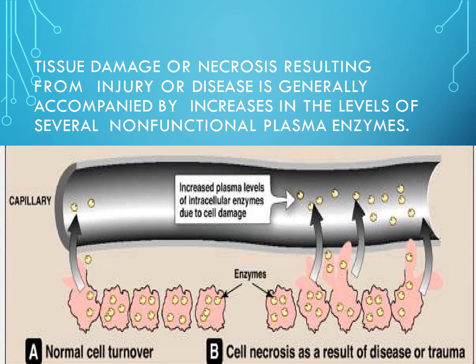In general, any tissue damage or necrosis resulting from injury or disease is accompanied by an increase in the level of several non-functional plasma enzymes in the blood. In this image you see an example. A normal cell releases only very few enzymes, whereas the cells in part B, which are affected by disease or trauma, release various intracellular enzymes due to the damage of the cells.